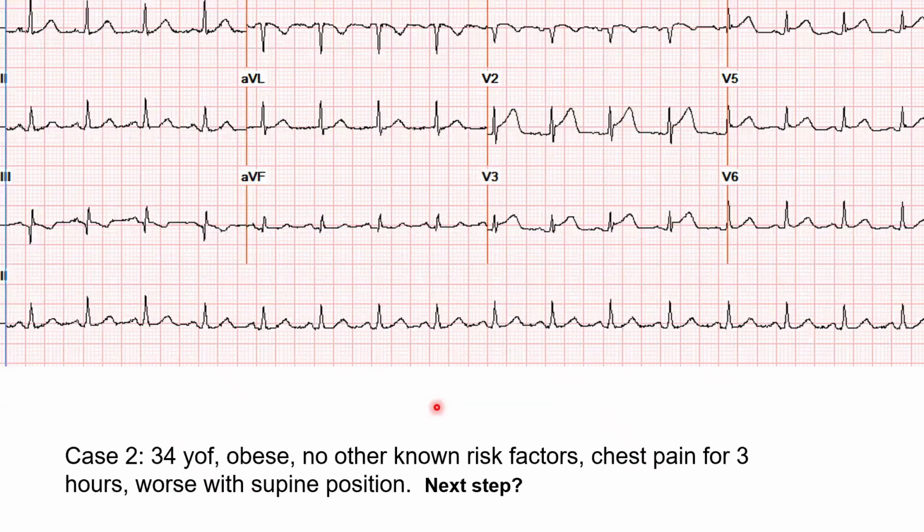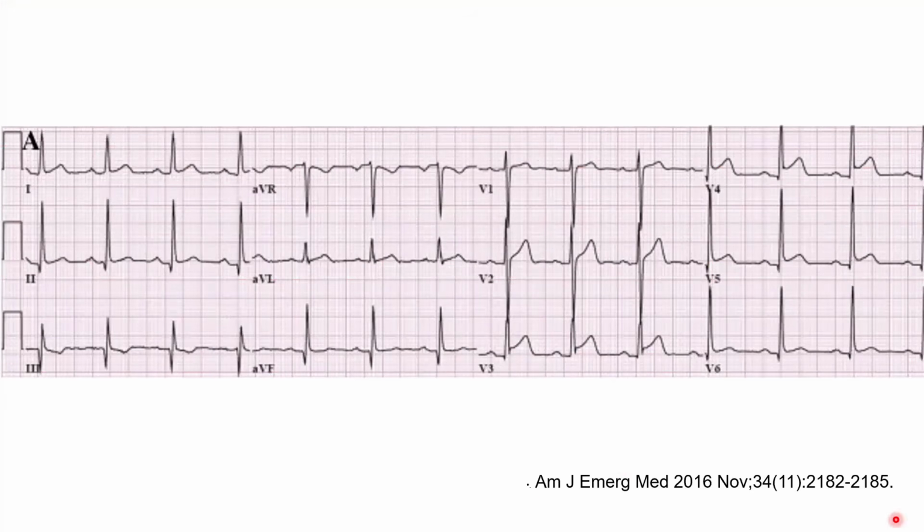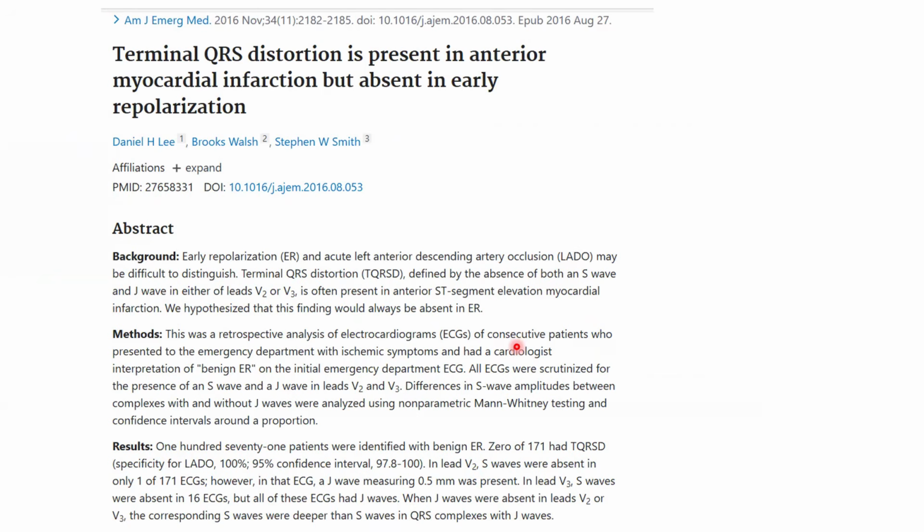In the STEMI case I showed earlier, look at this, S lifted above the baseline and you have a sharp J point. You don't have a J wave. Here, sharp J point. S lifted with a sharp J point. And this is from the paper by Dr. Smith that fairly standardized that feature. And here you can see S lifted above the baseline with a sharp J point. In that paper, they did not define how many patients with lifted S wave and sharp J point are STEMI. They just showed that nobody with early repolarization had that pattern.